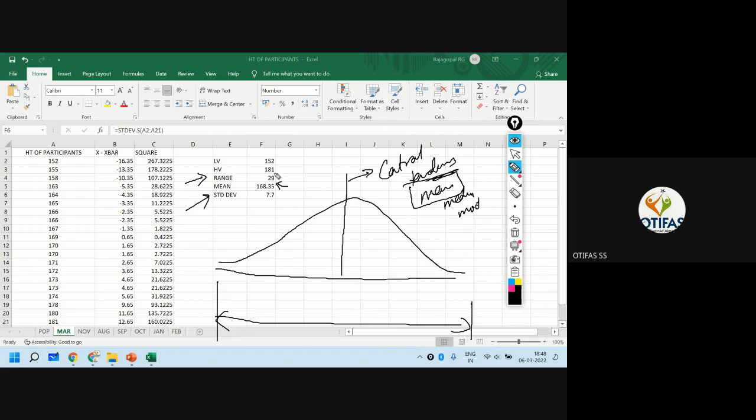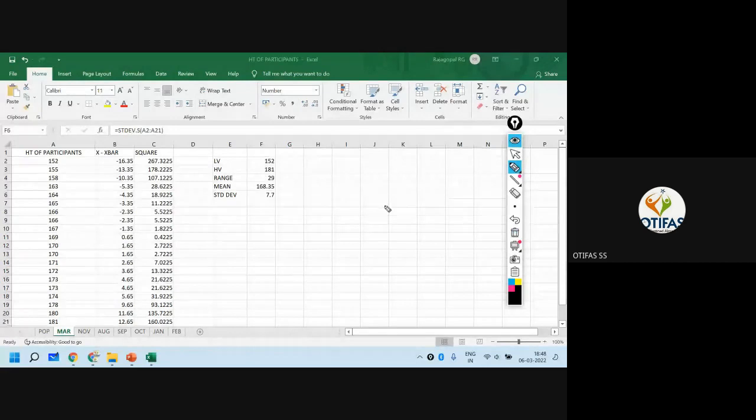But you will have a doubt. Range is 29 and standard deviation is 7.7. This is 29. Then what does the standard deviation represent? Standard deviation is also the spread of the data, isn't it? How standard deviation represents the width of the process, we will learn in the measure phase itself, next week. But just understand what the descriptive statistics measures are.